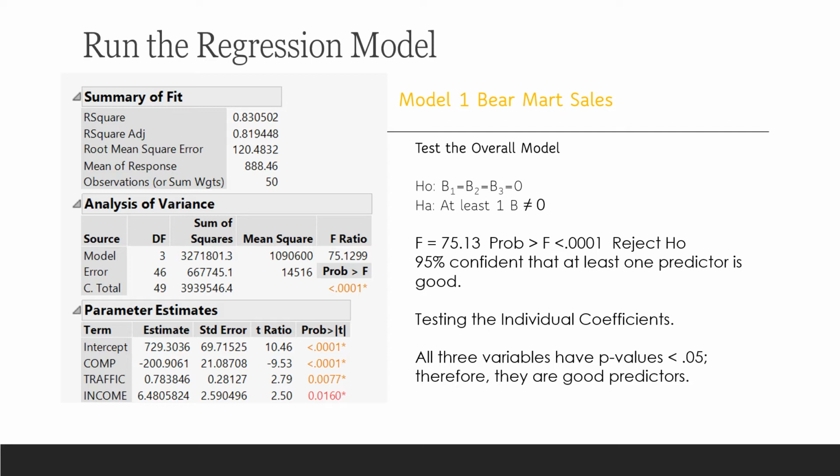Now, under parameter estimates, you can test the individual coefficients. We'll do that with the t-ratios p-values. Again, ignore the intercept. Competition has a low p-value, less than 0.05. So does traffic, and so does income. So all three variables will be used in the model.